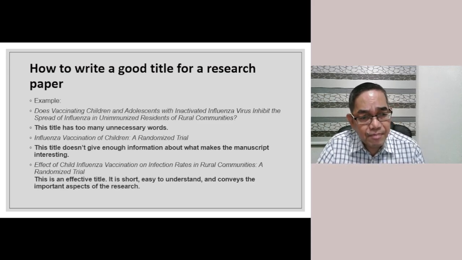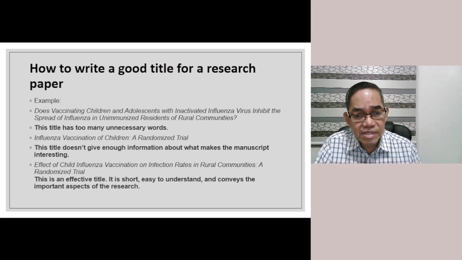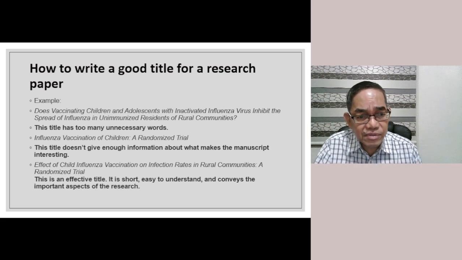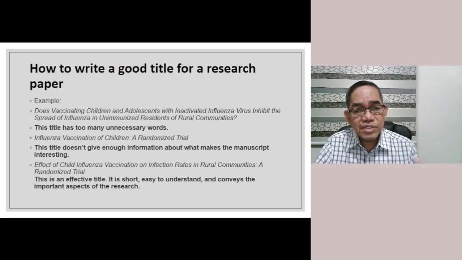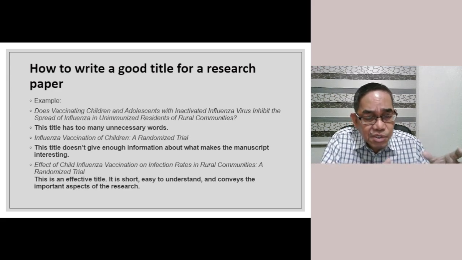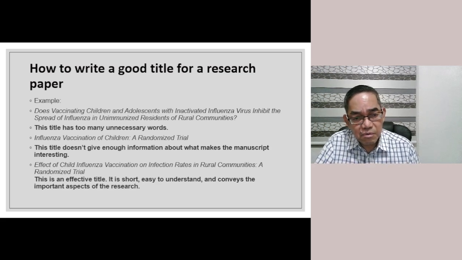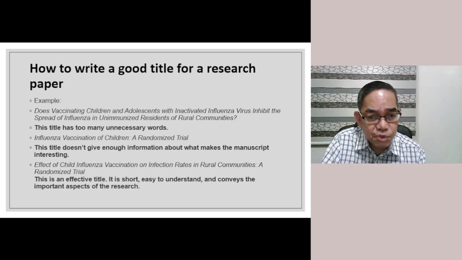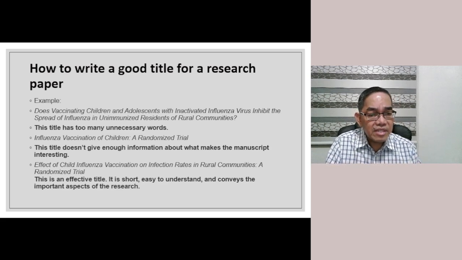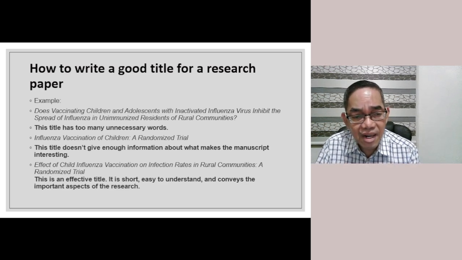Now, another example: Does vaccinating children and adolescents with inactivated influenza virus inhibit spread of influenza in unimmunized residents of rural communities? And this title has just too many unnecessary words. So, you might want to shorten it to this one: Influenza Vaccination of Children, a Randomized Trial.